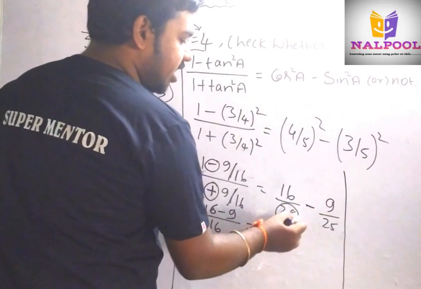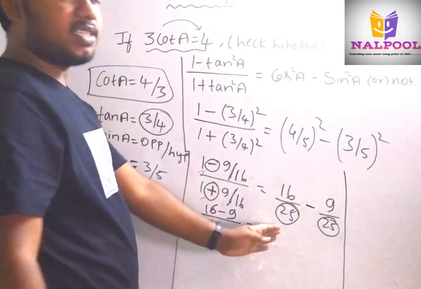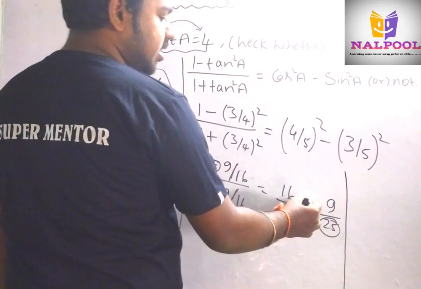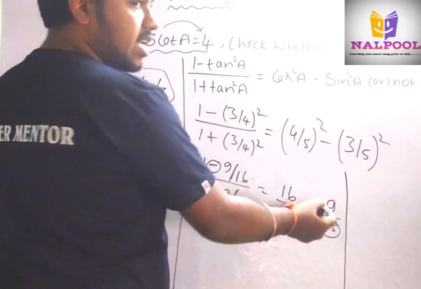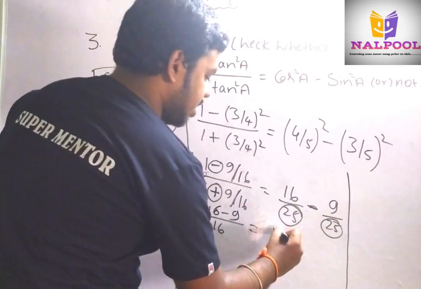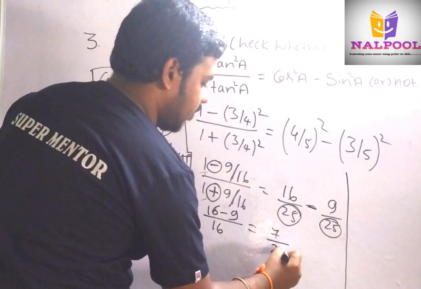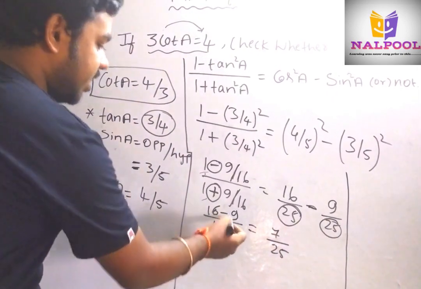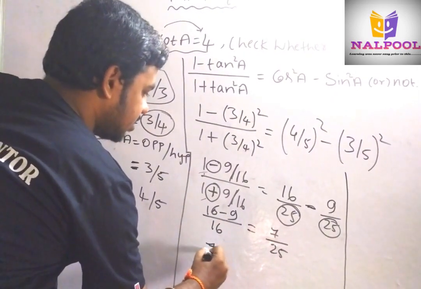Here no need to take LCM. Why? Because the denominator is the same in both fractions. So you can directly subtract the numerators. 16 minus 9 is how much? 7. 7 by 25. 16 minus 9, 7.